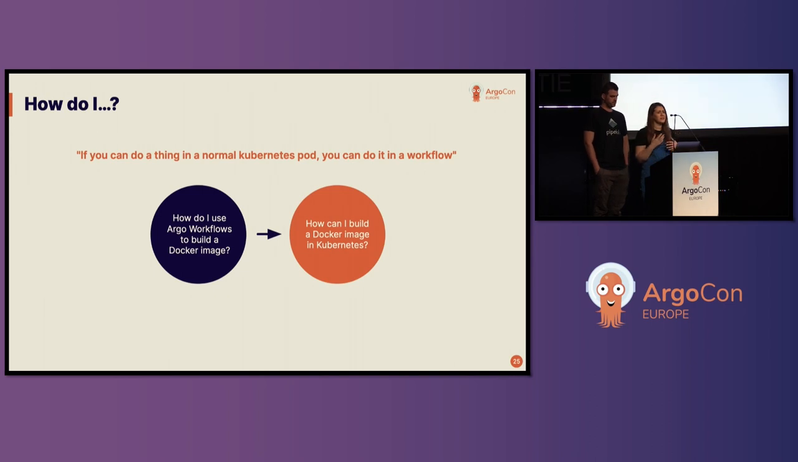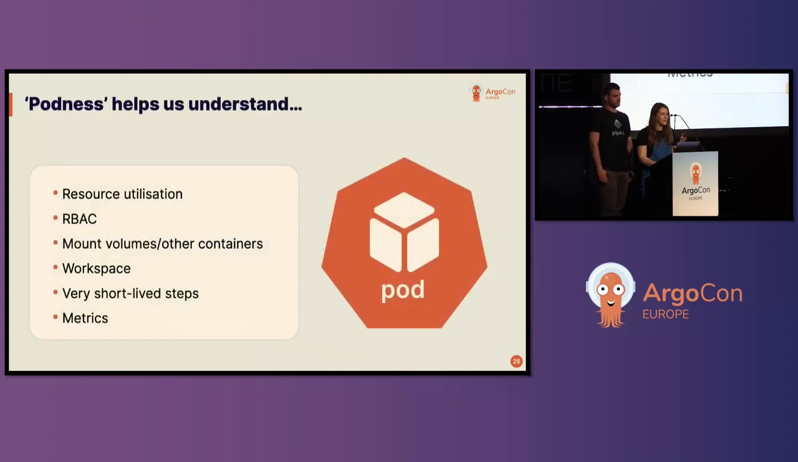For example, instead of asking, how do I use Argo Workflows to build a Docker image, and hoping that someone else asked that exact same question on Stack Overflow before us, we can ask, how do I build a Docker image in Kubernetes? Because that is pretty well documented. But there is more. Want to understand resource utilization? We reason about this like we would any other Kubernetes pod, setting resource requests and limits, thinking about quality of service classes, and node sizing.